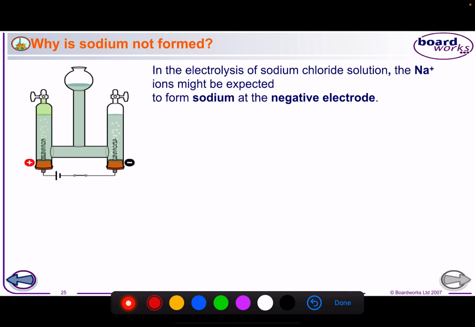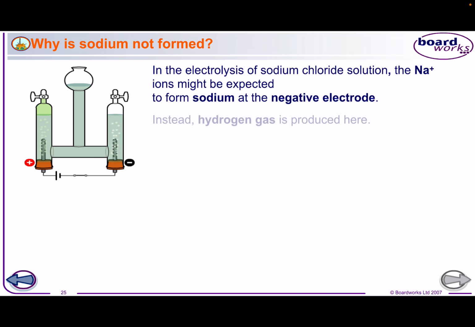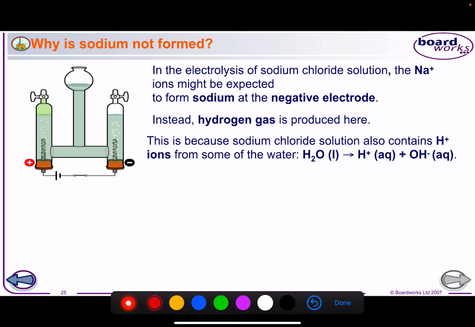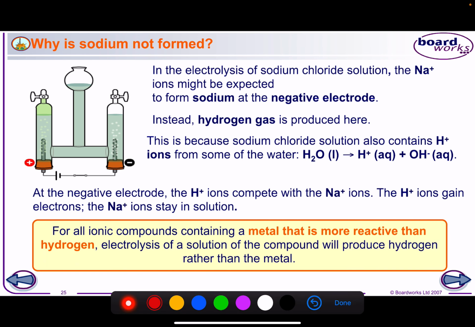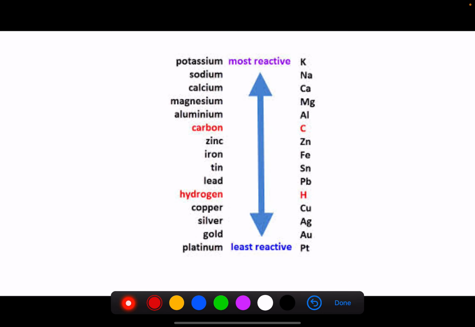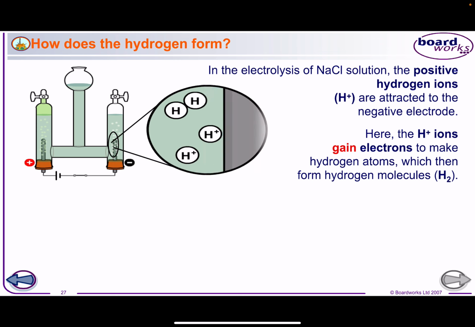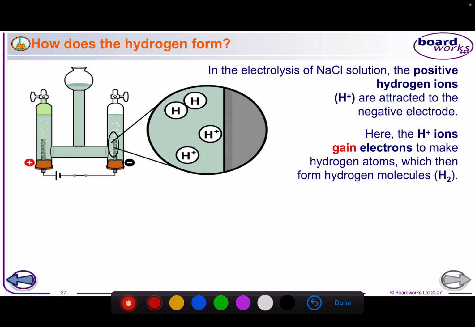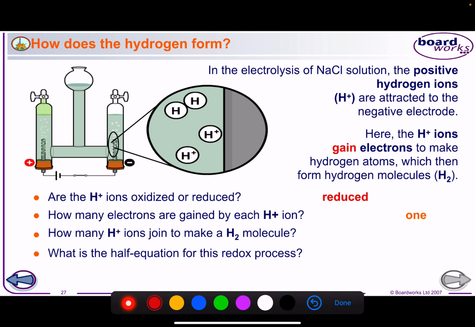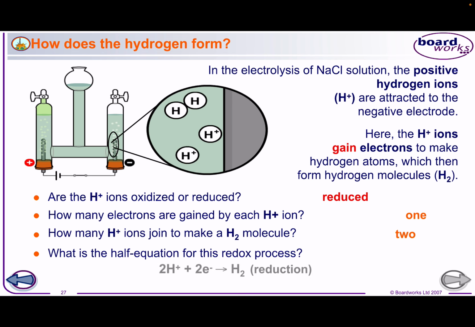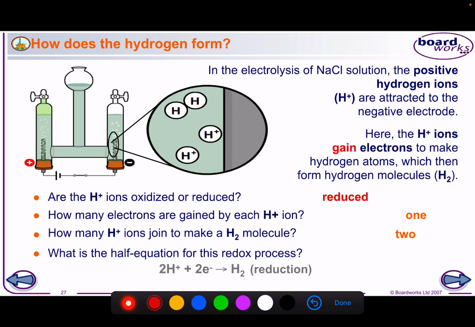Now, yes, you might expect sodium to form at the negative electrode, but we know now that hydrogen will be formed. That's because water that makes up the sodium chloride solution contains hydrogen ions, and at the negative electrode, the hydrogen ions are the things that are discharged, using our rule. And so our hydrogen ions gain electrons, they are reduced. Each hydrogen ion needs to gain one electron, and we need two hydrogen ions to make a molecule of H2. And the half equation, we've met it before, there it is.